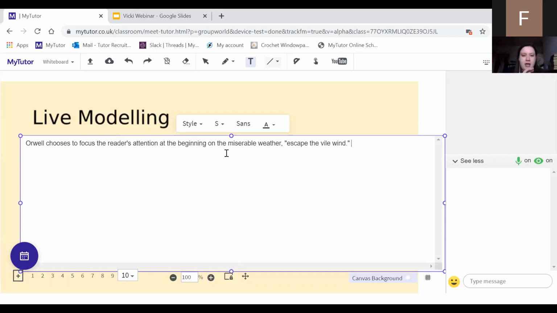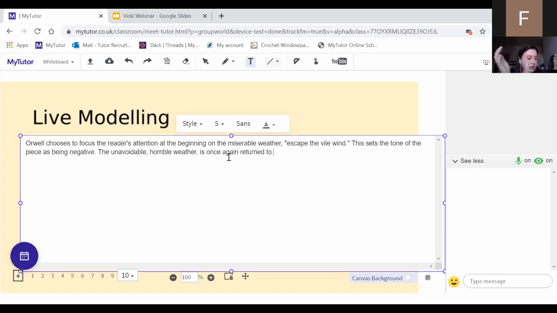Make sure that I put my full stop inside the quotation mark. This sets the tone of the piece as being negative. The unavoidable, horrible weather is once again returned to. So I'm now saying, well, this is our focus at the beginning, and this is where it's returned to later.